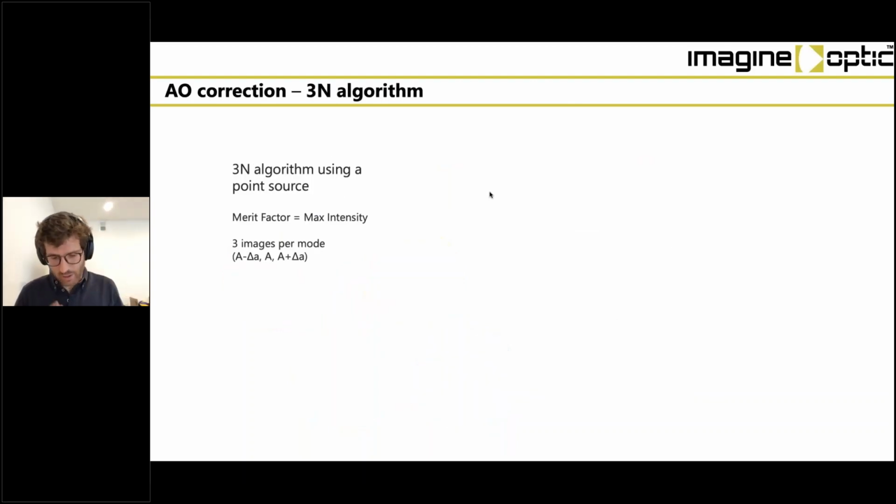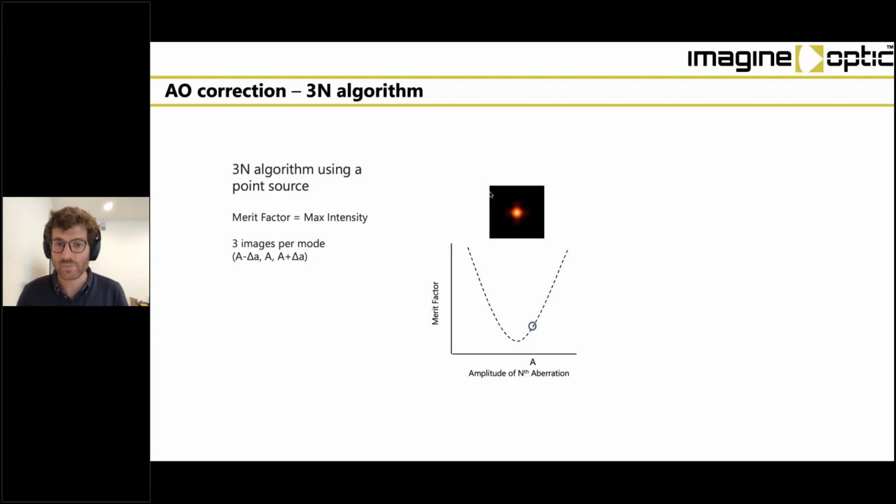I imagine that this image-based iterative algorithm might sound a bit abstract, so let me give you an example of the algorithm we use in our system. It's called the 3N algorithm. The way it works is we will look at a single diffraction limited sample, for instance, a 200 nanometer fluorescent bead, and measure the maximum intensity of this bead. And we get this point.